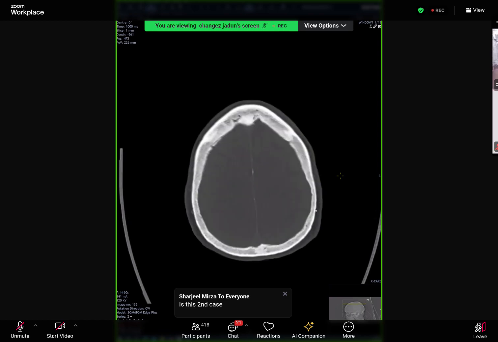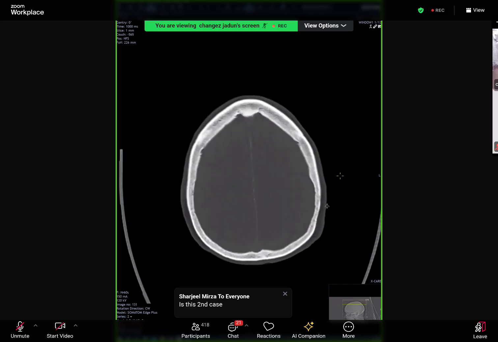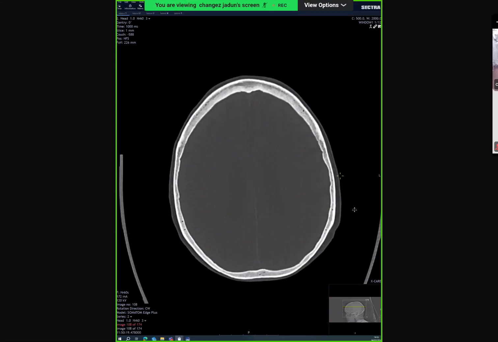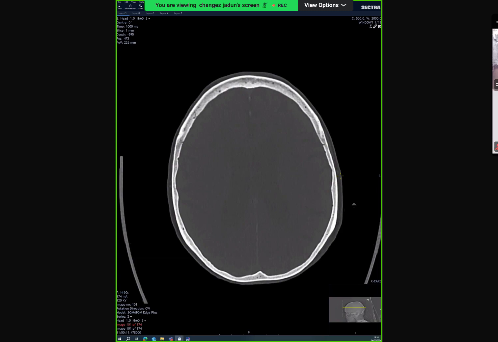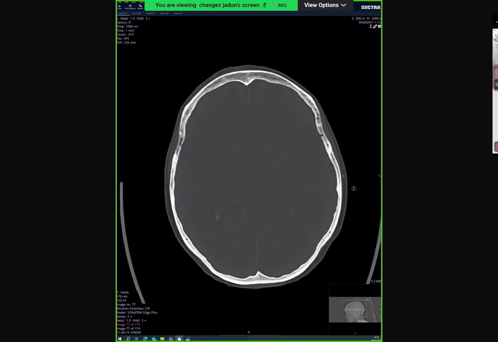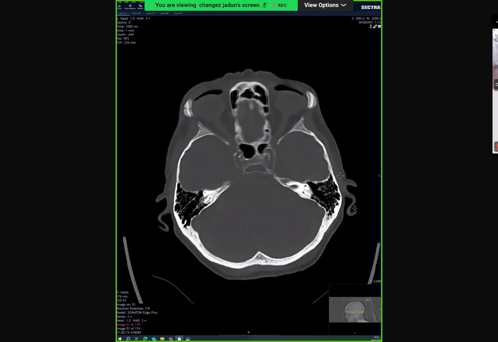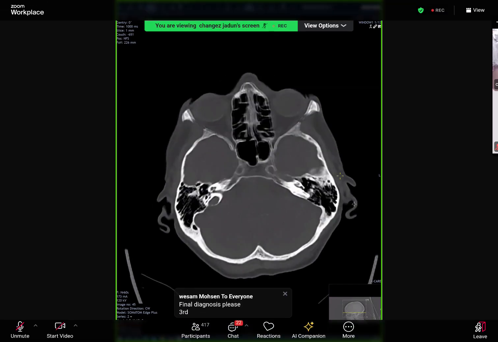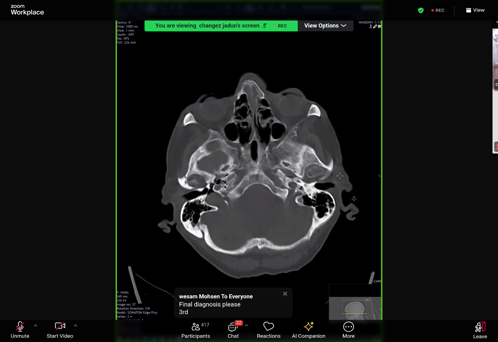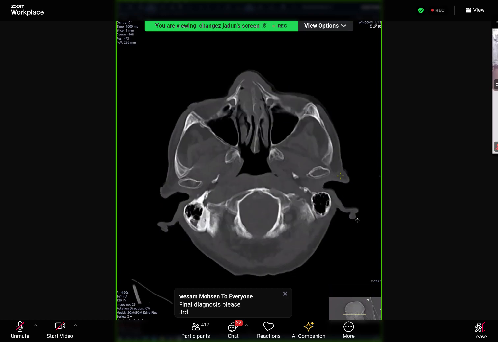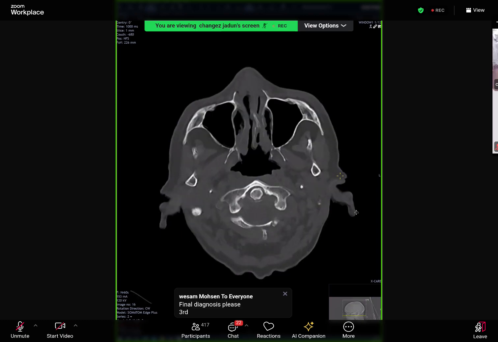Here you go. I'm going through the bone window axial sections of this patient, going from the vertex downwards, and till now I've not been able to see any fractures. Yeah, keep going, keep talking. I am now looking at the basal sections, and I don't see any obvious fractures till now.